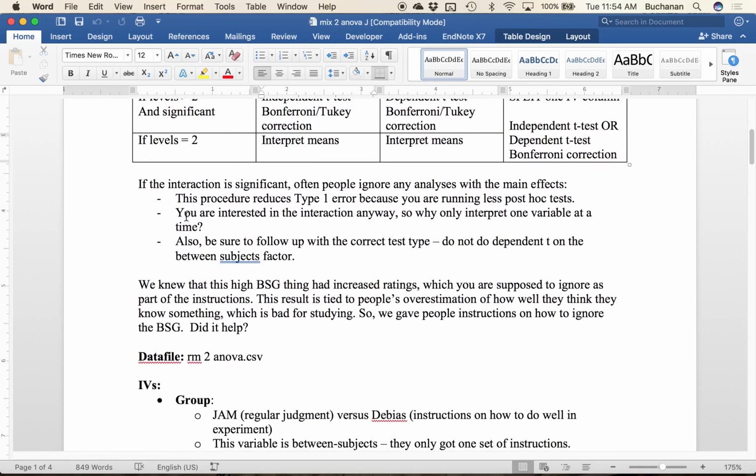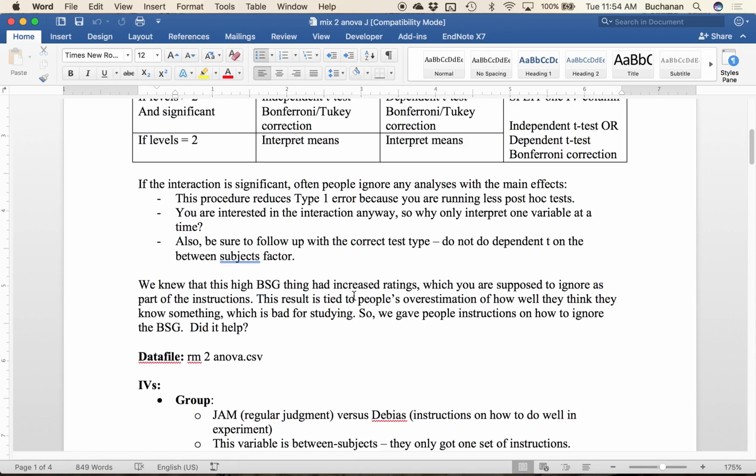I have this in all 3 of my videos, but if you're using 2 IVs, you're interested in that interaction anyway. So why would you work on interpreting just one of the variables? If you're running 2 IVs and you're only interested in one of them, why are you running the other one? So the reason people do these 2, 3, 4-way designs is because they're interested in those interactions usually.